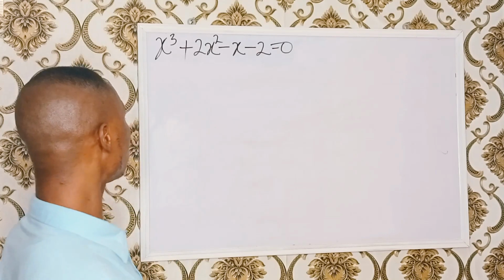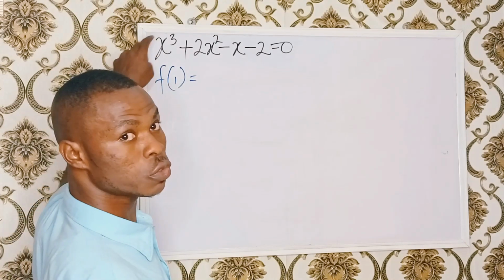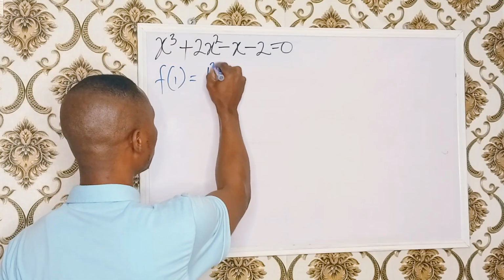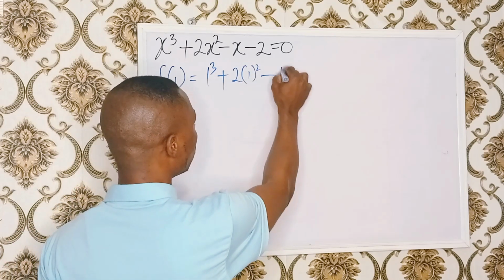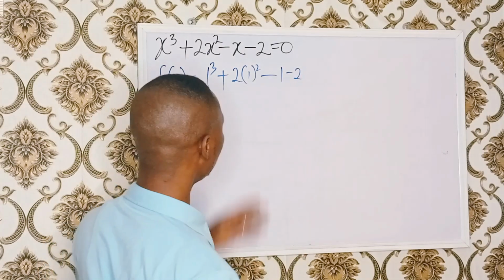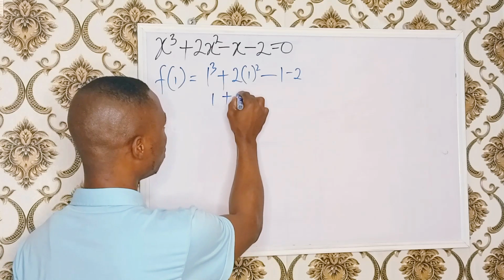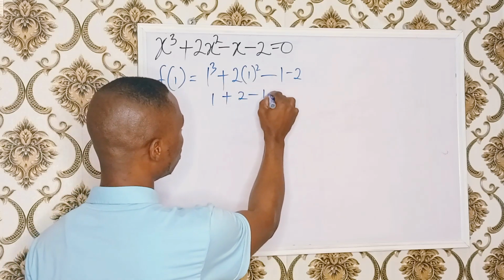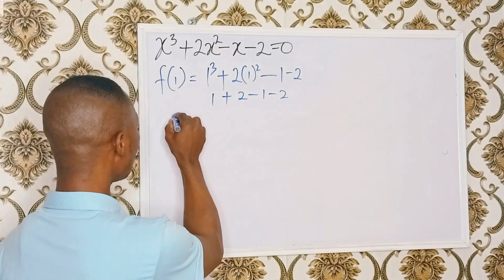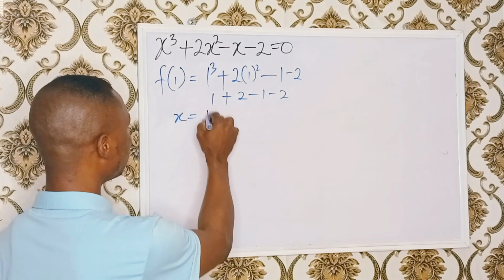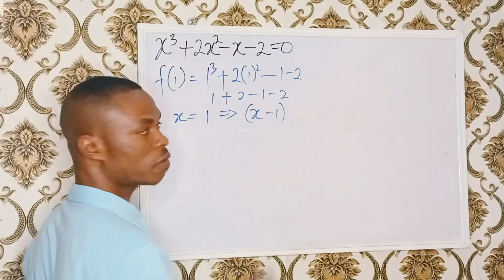So for us to get the first factor, let's test for f of 1. So we substitute 1 in this. So that will be 1 raised to power 3 plus 2 times 1 raised to power 2 minus 1 minus 2. Okay, now let's see if that will give us 0. 1 raised to power 3 gives you 1, plus 2, minus 1, minus 2. Okay, so for the first factor now, x equal to what? 1, and that implies that x minus 1. So this is the first factor.